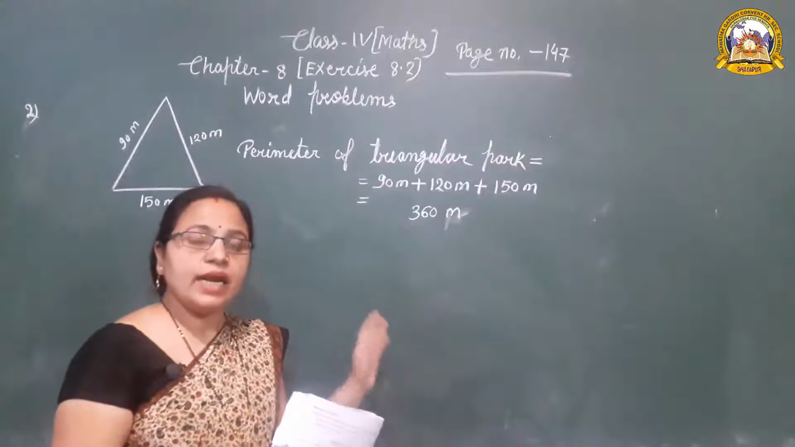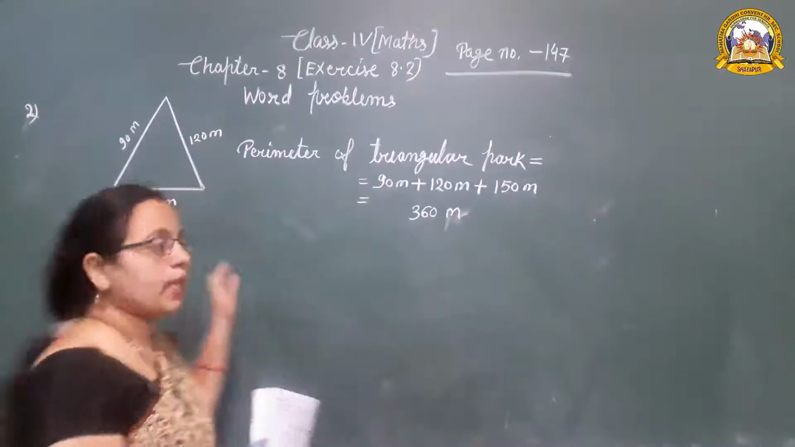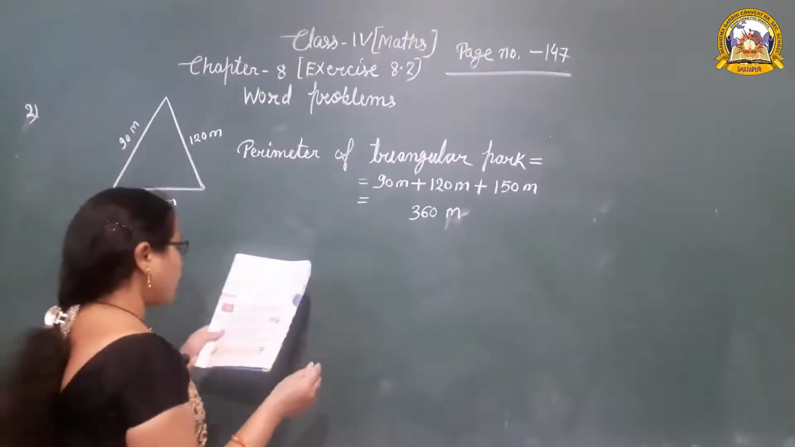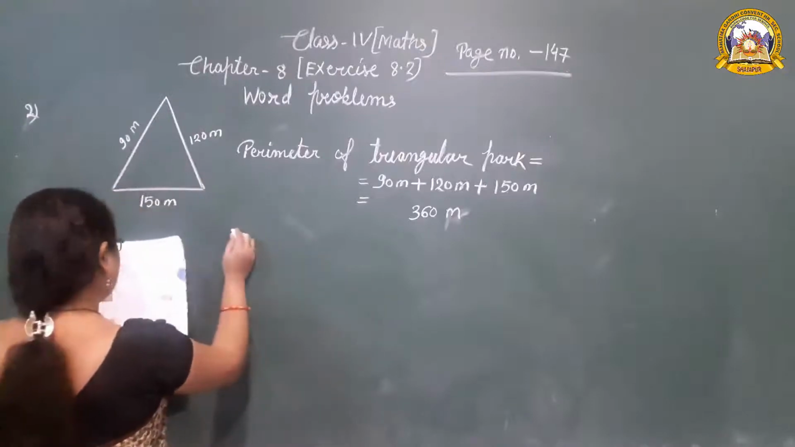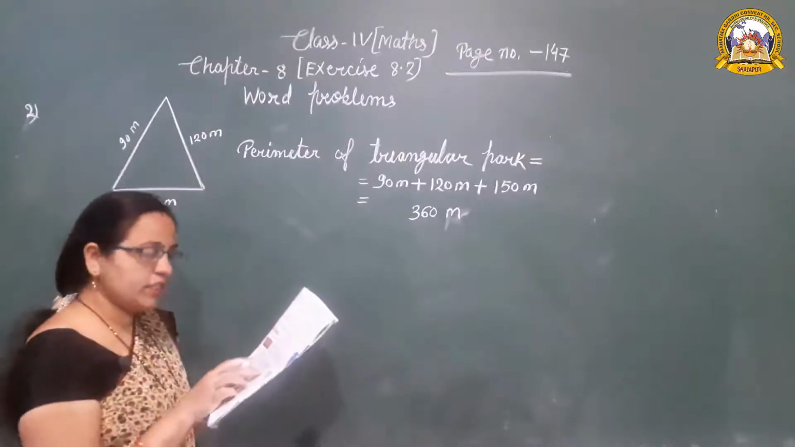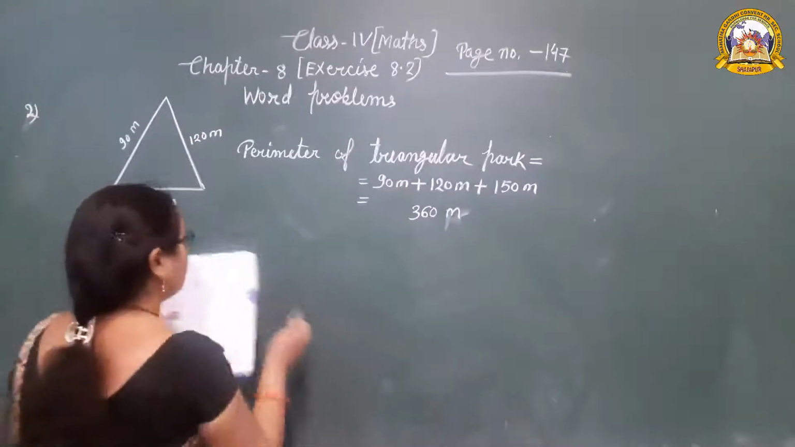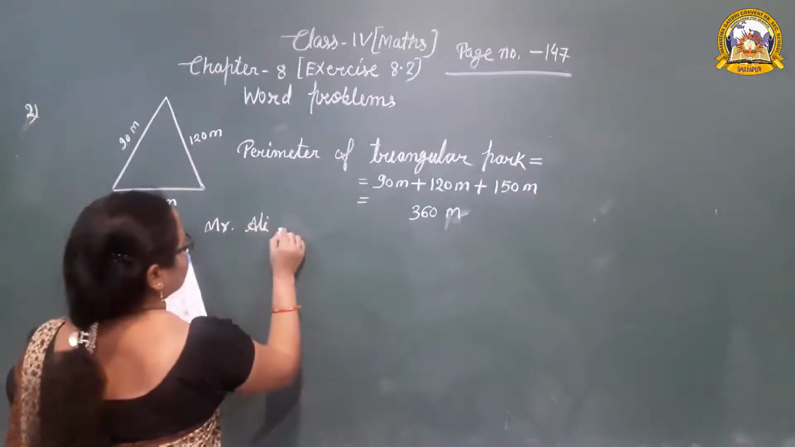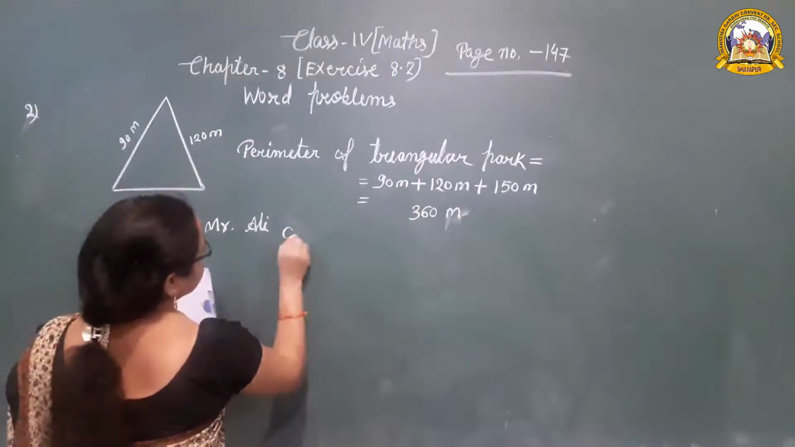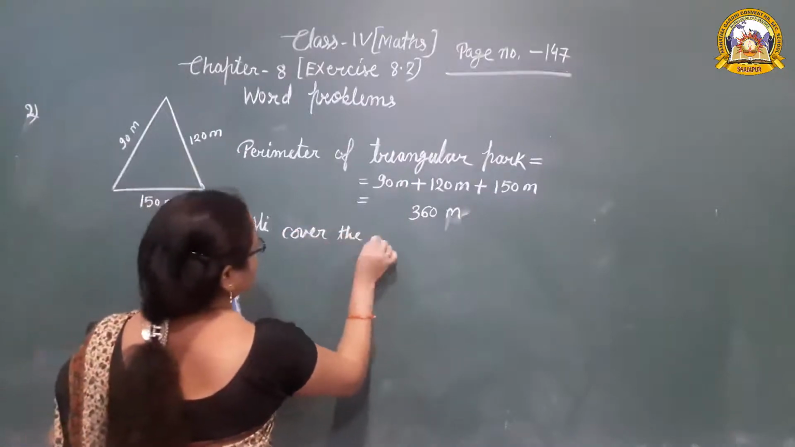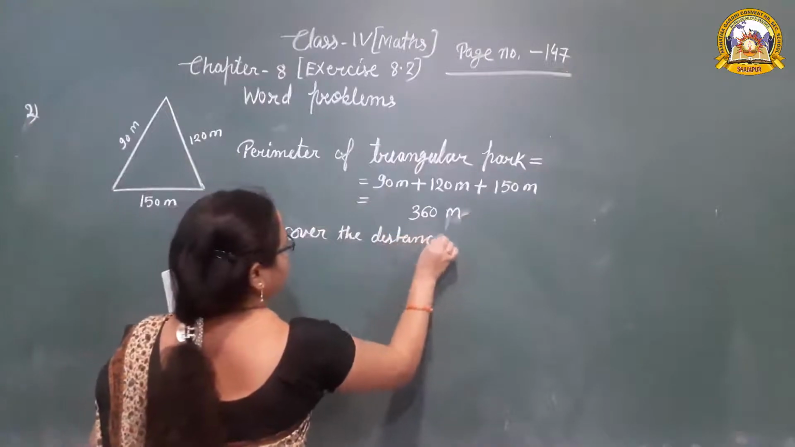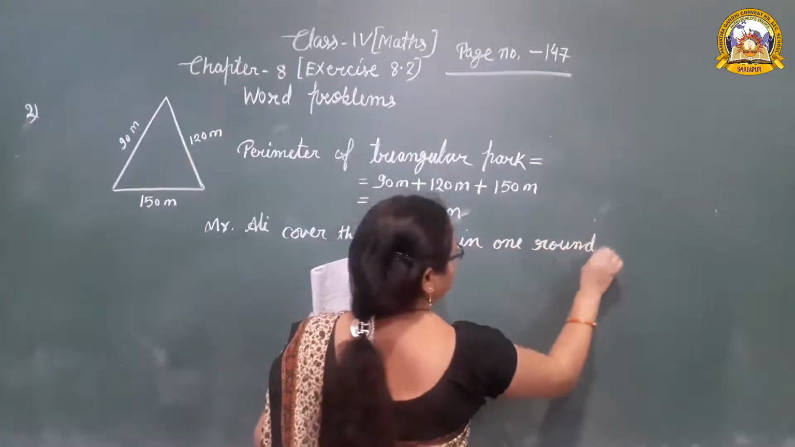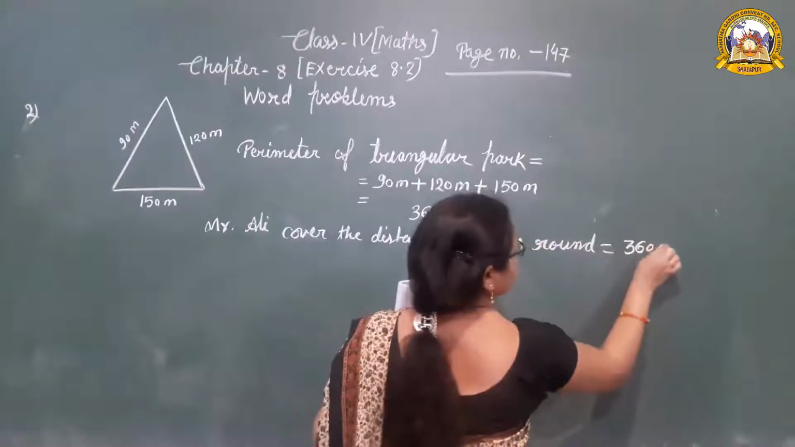It means we can say it is the total distance of one round of this triangular park. So Mr. Ali walks around the triangular park. What is being asked there? How much distance does he walk every morning? So Mr. Ali covers the distance in one round, which is equal to 360 meter.